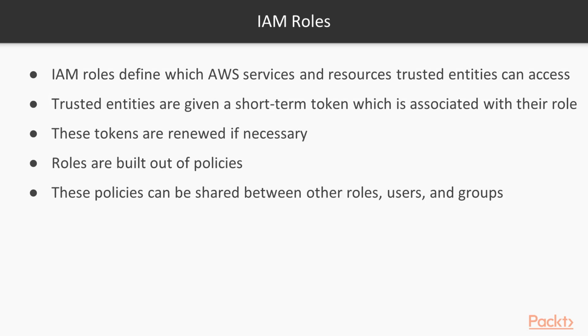IAM roles are used to define which AWS services and resources a trusted entity can access. We'll talk a little bit more about trust in a moment. Trusted entities are given a short-term token which is associated with the role. These tokens can be renewed if necessary. Roles are built out of policies. Again, these policies can be shared with other roles, users, and groups.